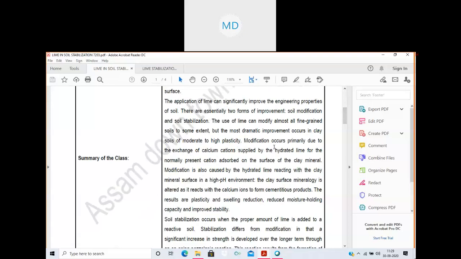Modification occurs primarily due to exchange of calcium cations supplied by the hydrated lime for the normally present cations adsorbed on the surface of the clay minerals. Modification is also caused by hydrated lime reacting with the clay mineral surface in a high pH environment. The clay surface mineralogy is altered as it reacts with calcium ions to form cementitious product. The results are plasticity and swelling reduction, reduced moisture holding capacity, and improved stability.